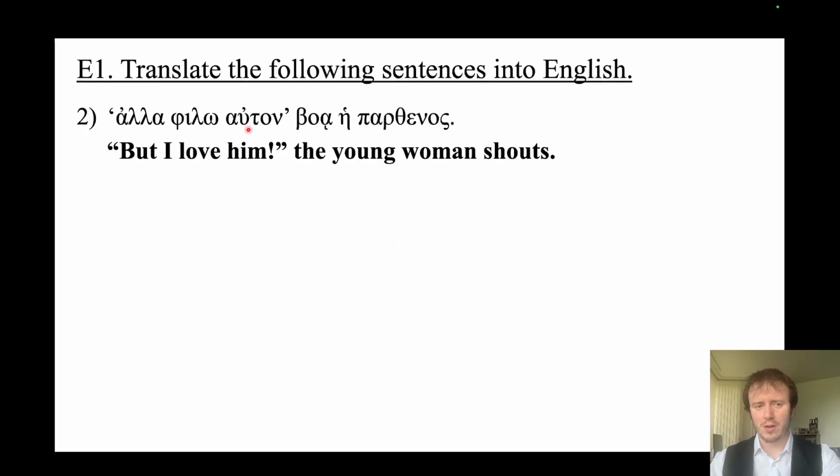Here, ἑαυτον is being used on its own, that is, not agreeing with any noun in the sentence, and so it's functioning as a pronoun, and we know to say him because it's masculine accusative singular, the direct object of the love of the speaker.